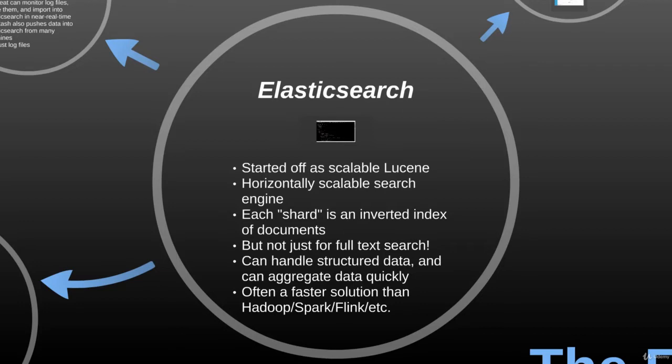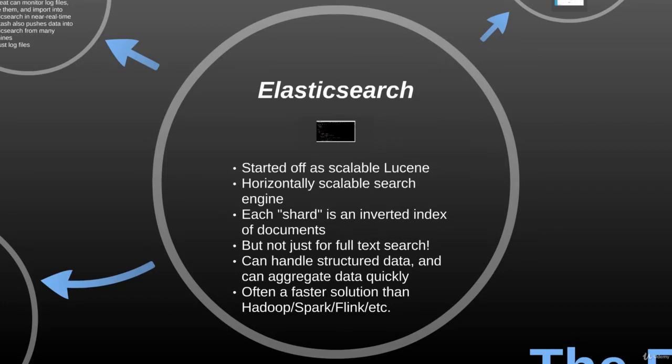However, Elasticsearch has evolved to be much more than just Lucene spread out across a cluster. It can be used for much more than full text search now, and it can actually handle structured data and aggregate data very quickly. So it's not just for search, it can handle structured data of any type. And you'll see it's often used for things like aggregating logs and things like that.